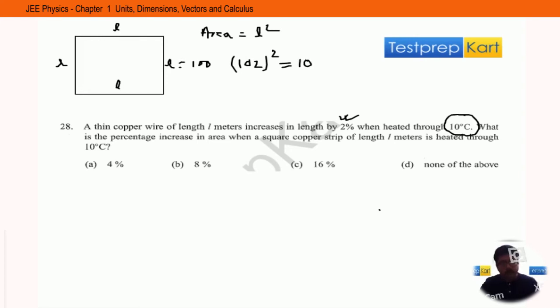It is 10404, and it was 10000, so 404. In case of percentage, that is 4.04 percentage. So near about it is the 4. So the answer would be 4. A.